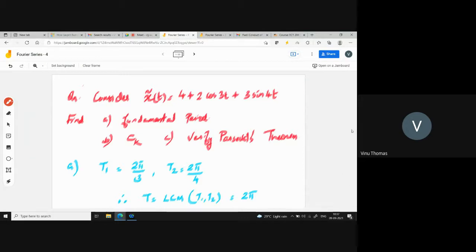So let us consider a periodic signal that is given by x tilde of t is equal to 4 plus 2 cos 3t plus 3 sin 4t. First of all, you need to find out the fundamental period. Then you have to evaluate the Fourier series coefficients. Then you are also asked to verify Parseval's theorem.